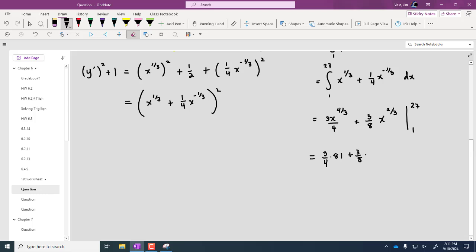Similarly here, the cube root of 27 is 3. Square it and get 9. And then we subtract off the antiderivative evaluated at the lower endpoint. So we're going to subtract off 3/4 and subtract off 3/8.